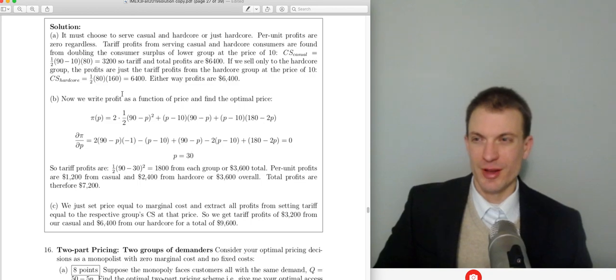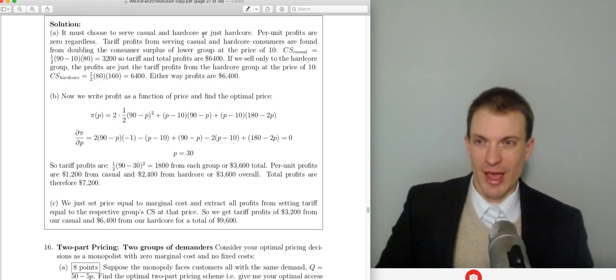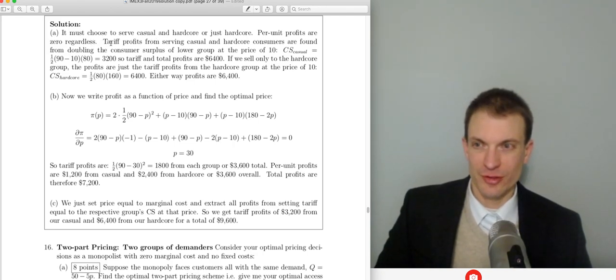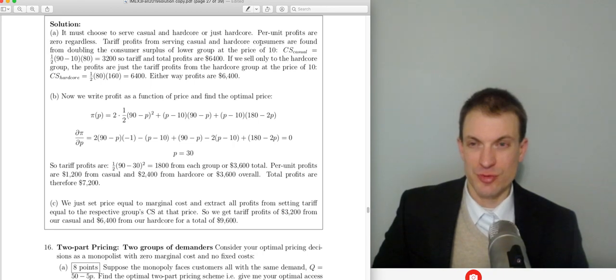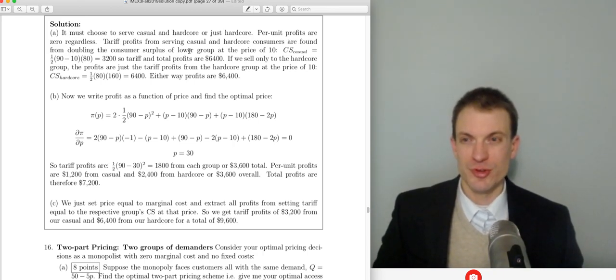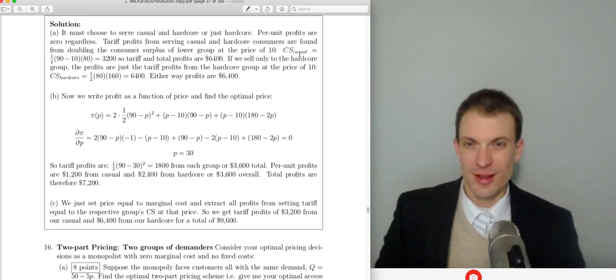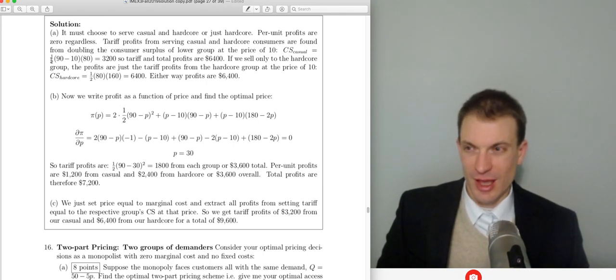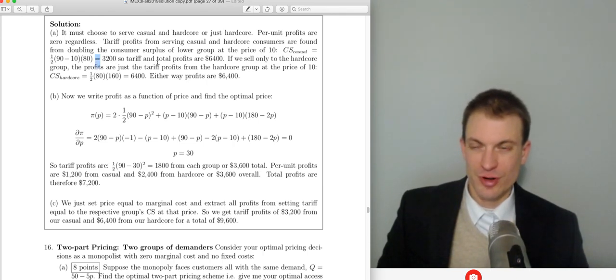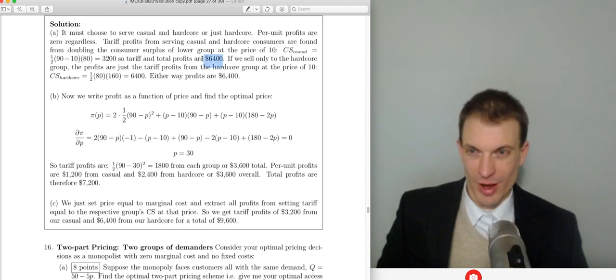Okay, so in the first one, part A, must choose to serve casual and hardcore or just hardcore. Per unit profits are just zero regardless, right? Because you're setting price equal to marginal cost. Tariff profits from serving casual and hardcore consumers are found from doubling consumer surplus of the low group at the price of 10. Consumer surplus for the casual demanders, well, it's going to be 3,200. So the tariff and total profits are 6,400. Why? Because we double this. We sell this to the low group and to the high group.